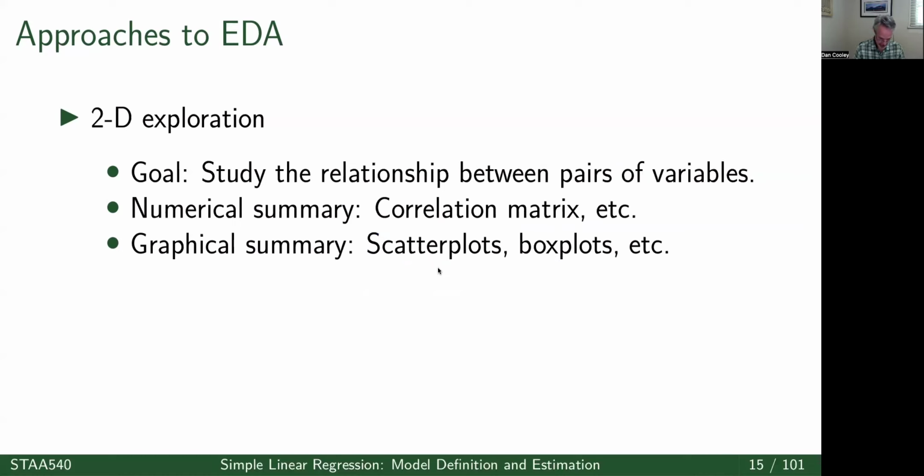2D exploration. The goal here is to study the relationship between pairs of variables, and so that's what we saw in that two-dimensional scatter plot. We had mean parent height on the horizontal axis, we had child height on the vertical axis, and we saw that there seemed to be a positive relationship, that taller parents tended to have taller children. You can do numerical summaries. You can talk about a correlation matrix or a covariance matrix.